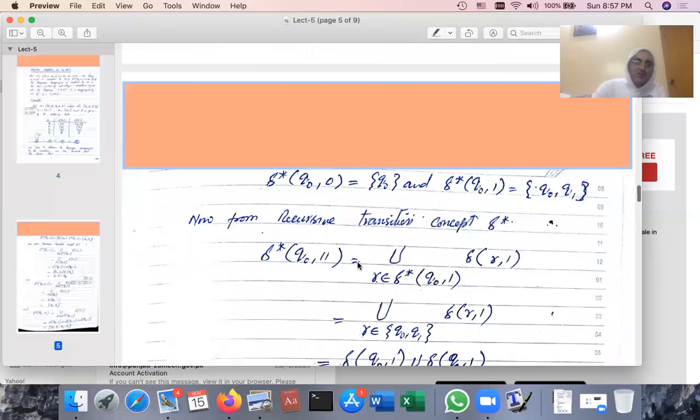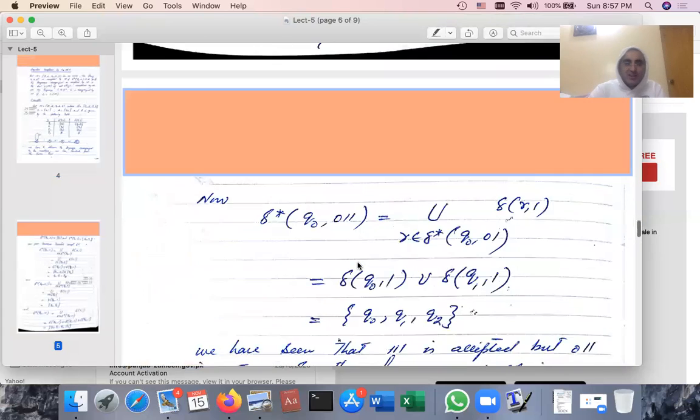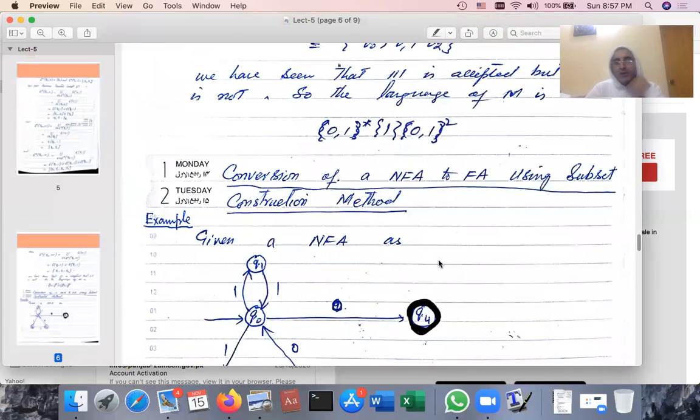So anyhow, you can also see this stuff here. Now I am moving towards the actual beginning topic of this NFA, which is the conversion of an NFA. Grammatical errors are mentioned here, so leave it. So: conversion of an NFA to FA using the subset construction method.